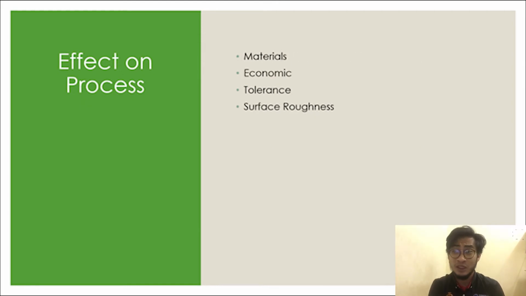The next part is process parameters, where we have four parameters. They come from the material, economic, tolerance, and surface roughness. Firstly is material. For material, we need to specify the chosen material. The material we choose is stainless steel.